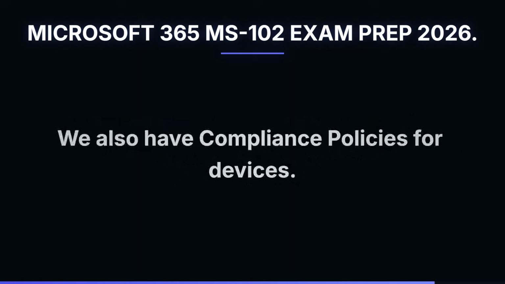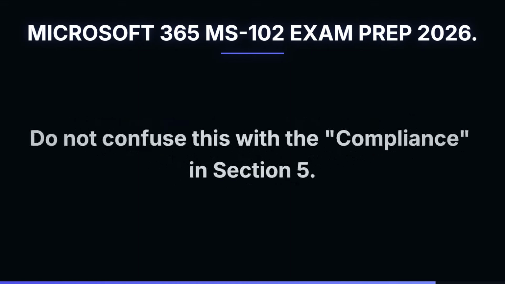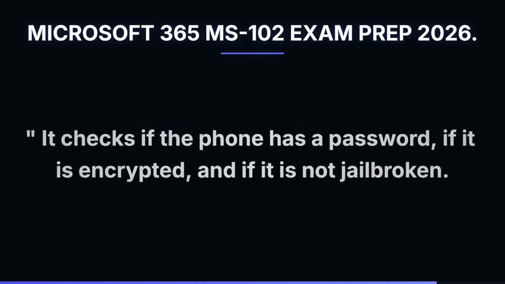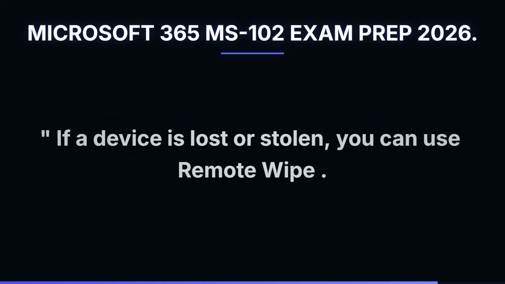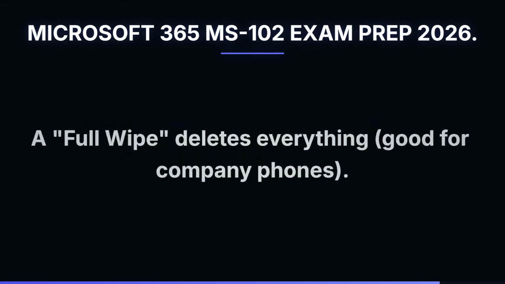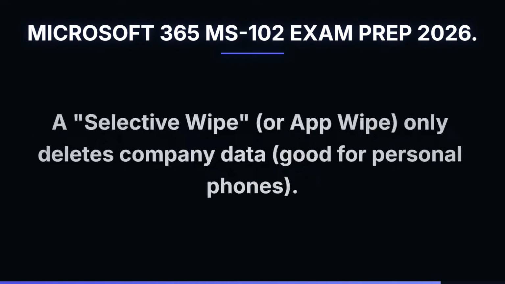We also have compliance policies for devices. Do not confuse this with the compliance in Section 5. It checks if the phone has a password, if it is encrypted, and if it is not jailbroken. If a device is lost or stolen, you can use Remote Wipe. There are two types. A full wipe deletes everything, good for company phones. A selective wipe, or app wipe, only deletes company data, good for personal phones.